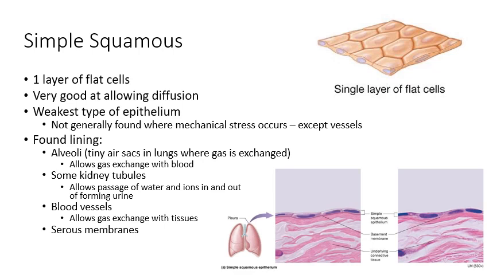For example, you're going to find simple squamous tissue lining the alveoli, which are the tiny air sacs in the lungs where gas is actually exchanged. That's actually not what's seen in the image.